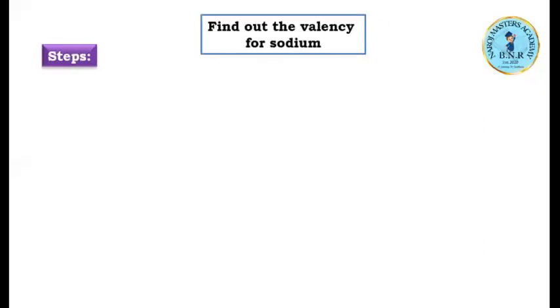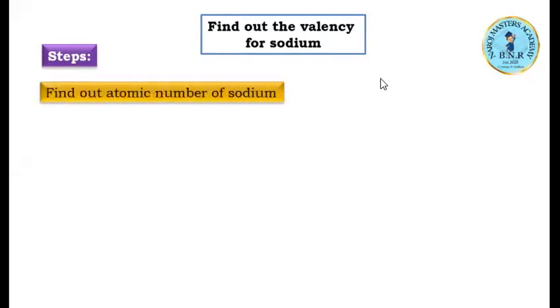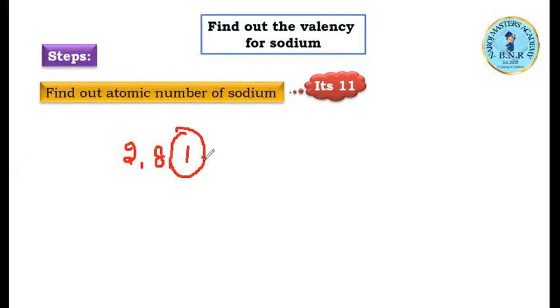What is its atomic number? Sodium. That's great. Its atomic number is 11. So write its electronic configuration, as you have studied in your 8th class: 2, 8, 1. So in its outermost orbit, how many electrons are there? Only one. So total 11.